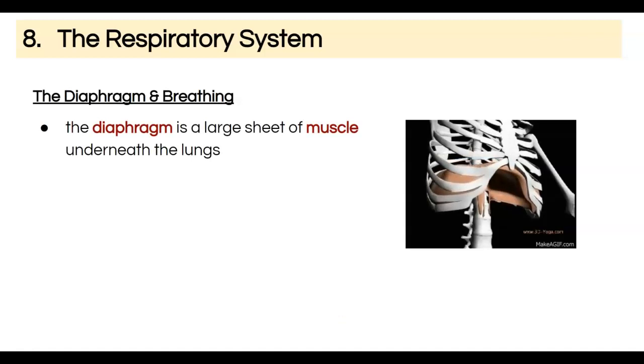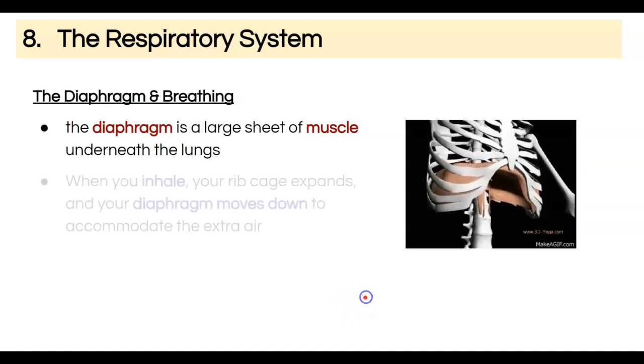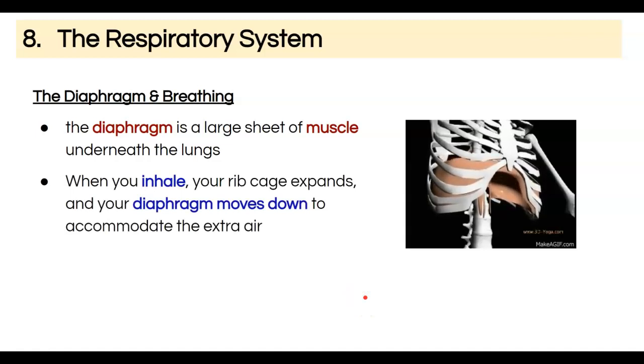So the diaphragm is essentially a large sheet of muscle underneath the lungs. And when we inhale, our rib cage is going to expand and the diaphragm actually moves down. That's really just to make room for the extra air. If you're inhaling, your lungs are filling with air and that air has to go somewhere. There's only so much space here, right? So our ribs can expand only so much, but our diaphragm is muscle and it's going to have to move down to accommodate that extra air.